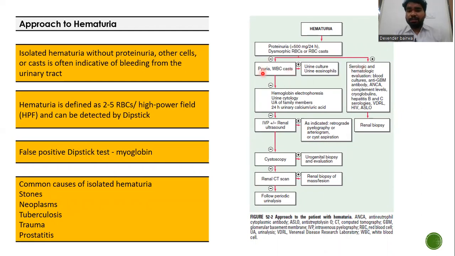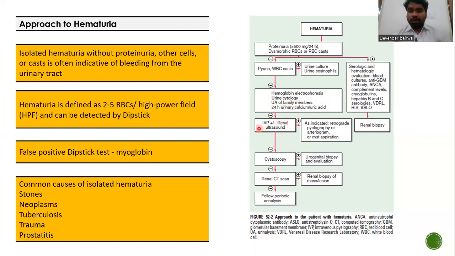Suppose somebody is having WBC casts and pyuria, then you can look for the presence of eosinophils and send the urine for culture. Probably you are dealing with a case of pyelonephritis. Or if there are eosinophils, then probably it's a case of interstitial nephritis. Remember, friends, that these eosinophils are not specific for interstitial nephritis, and they can be present in other diseases also. Apart from it, you can look for hemoglobin electrophoresis, urine cytology, urine examination of family members, or you can go for 24-hour urinary calcium or uric acid.